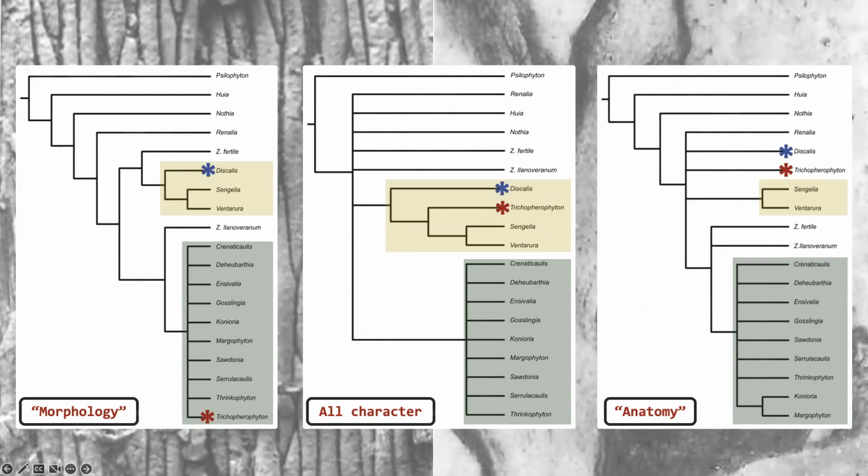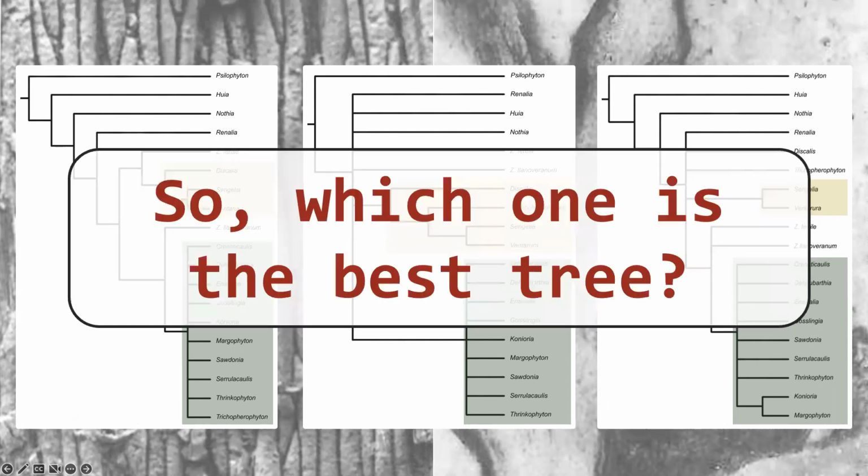And so another key way to illustrate these differences is there are a couple of taxa that drastically change position, Discalus and Trichopterophyton, that I've indicated on these trees with the red and blue asterisks. And so while neither the anatomy nor the morphology trees have an identical topology to our all characters tree, both of them have better resolution than this all characters tree, which begs the question, which one is the best tree?